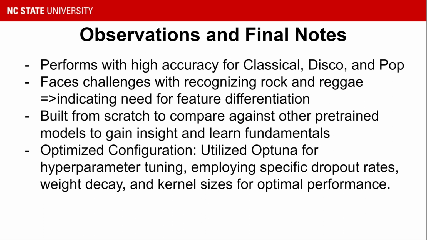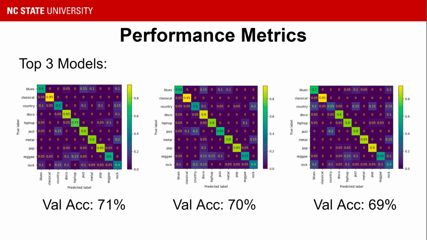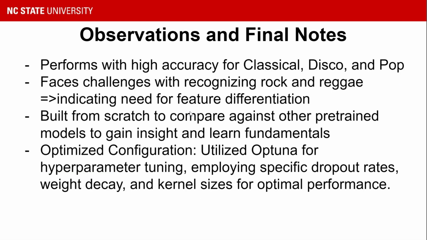Some observations and final notes. So I'm actually going to go back. As you can see on the leftmost model, we have very high accuracies in classical and very low accuracies in things such as rock and even country. This may indicate that we need feature differentiation.